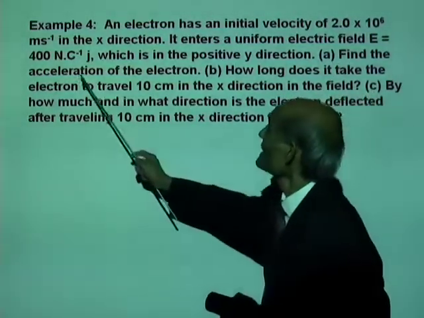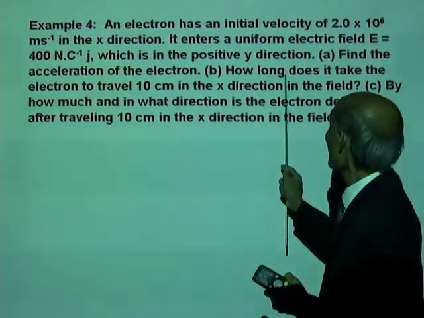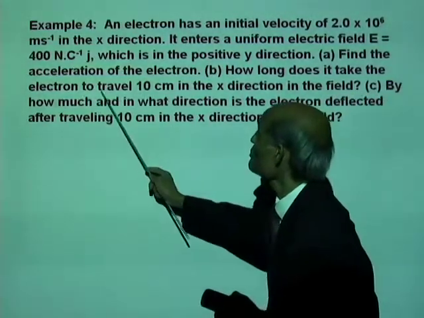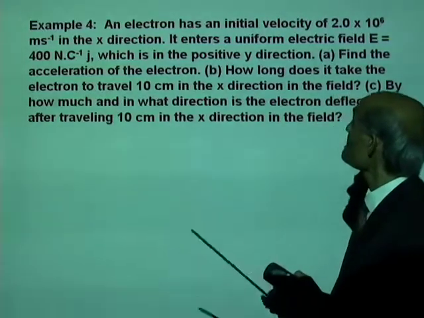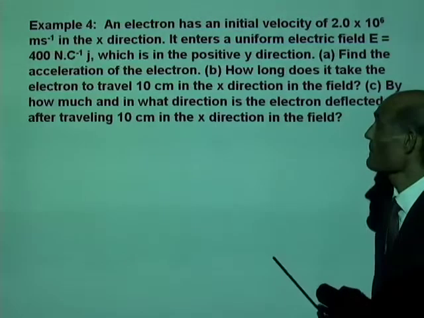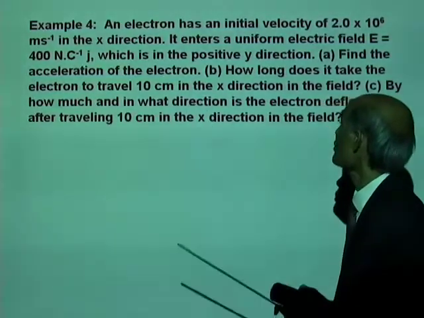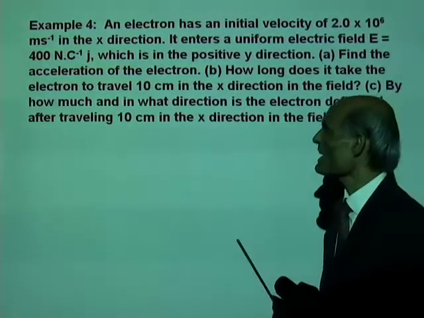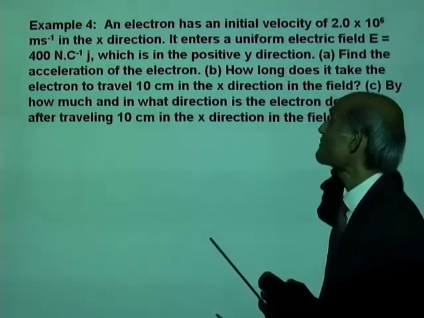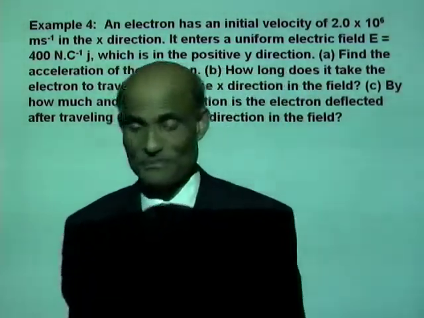A. Find the acceleration of the electron. How long does it take the electron to travel 10 centimeter in the x direction in that field? By how much and in what direction is the electron deflected after traveling 10 centimeter in the x direction?